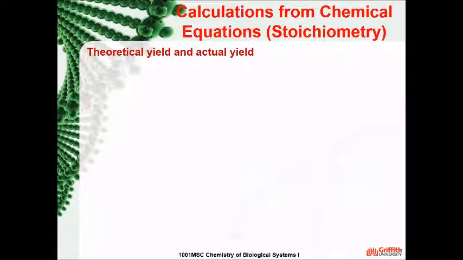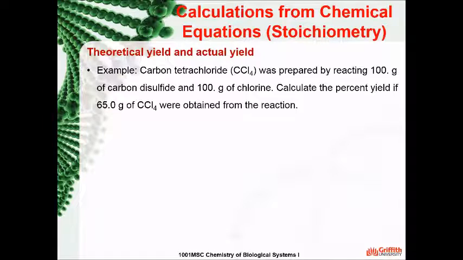Let's look at another example. Carbon tetrachloride was prepared by reacting 100 grams of carbon disulfide and 100 grams of chlorine. Calculate the percent yield if 65 grams of carbon tetrachloride was obtained from the reaction. So the example is asking to determine the percent yield. The question mentioned that we obtained 65 grams of the product, so this implies that this is the actual yield, and we will need to calculate the theoretical yield. To do that, we follow the same steps as we did in the previous example.